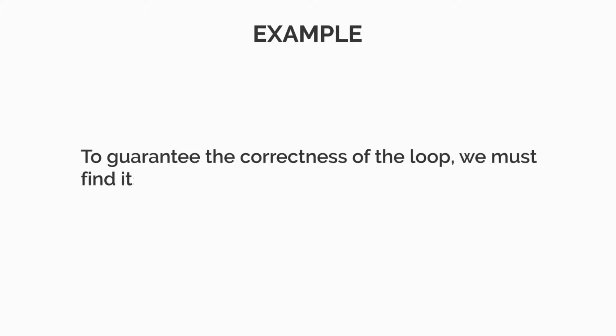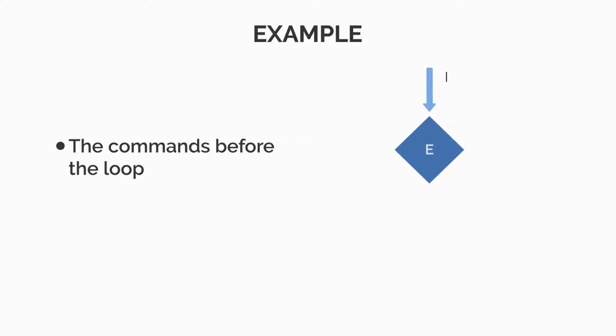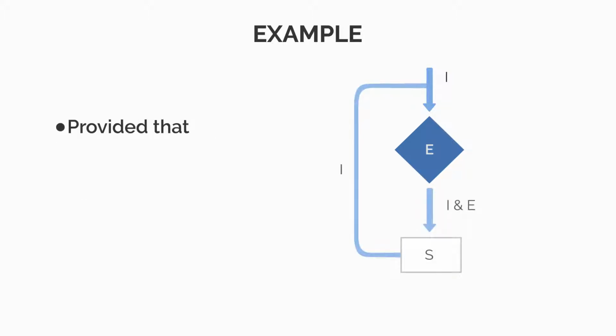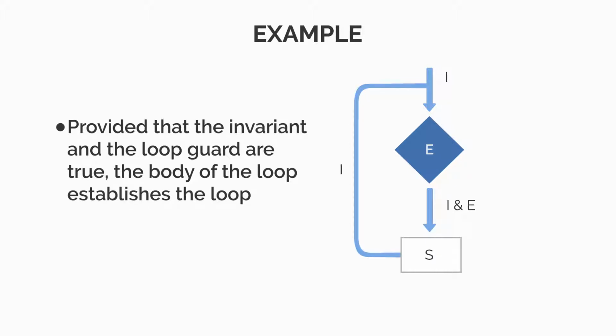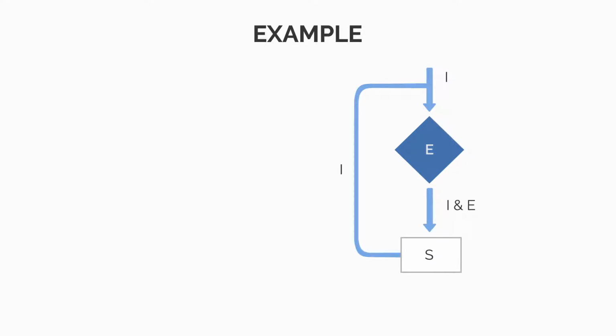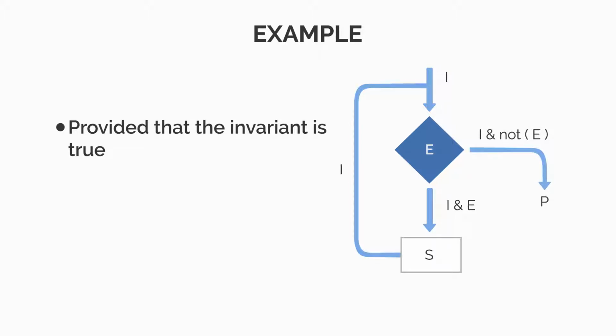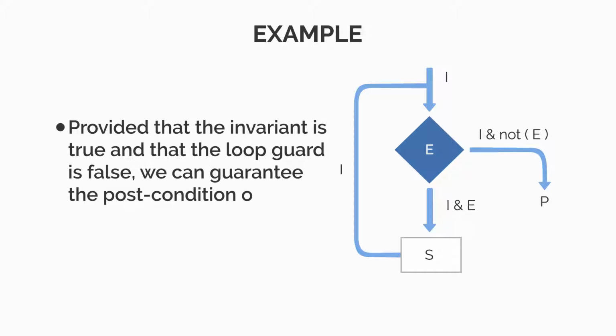In summary then, to guarantee the correctness of the loop, we must find its invariant and ensure three conditions. First, that the commands before the loop establish the loop invariant. Second, that provided that the invariant and the loop guards are true, the body of the loop establishes the loop invariant. And finally, that provided that the invariant is true and that the loop guard is false, we can guarantee the postcondition of the loop.